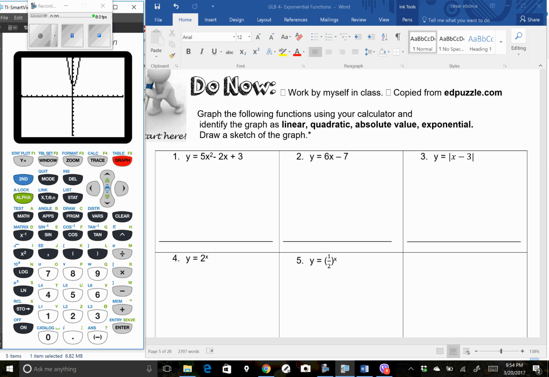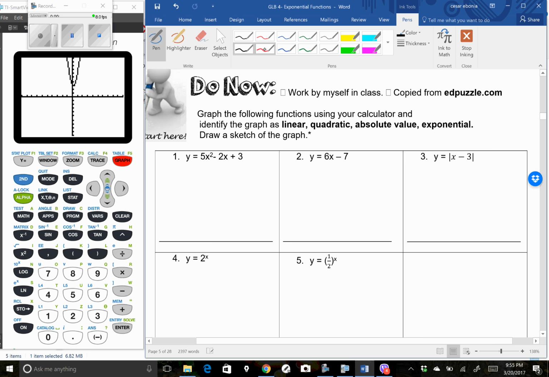Okay, since the graph here is a U-shape, we call this one a quadratic function. And you're simply asked to sketch the graph here. So I would like you to look at the calculator, how it looks, and just make a sketch. So it looks like we have a U shape here. So this is the graph of a quadratic function.